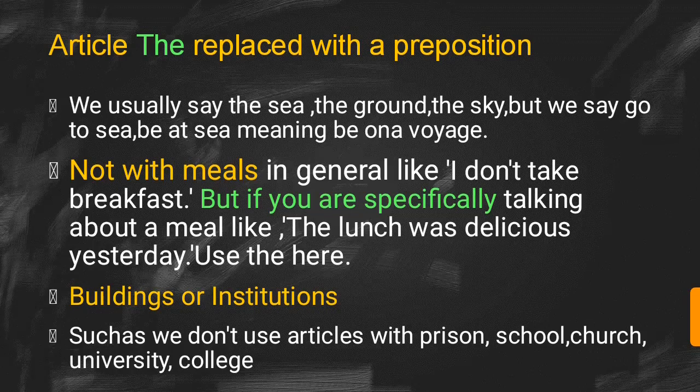Now, I would like to tell you in detail how the article the is replaced with a preposition. We usually say the sea, the ground, the sky, but we say go to sea, be at sea, meaning be on a voyage. We never say go to the sea or be at the sea. So you have to be careful while using these words.